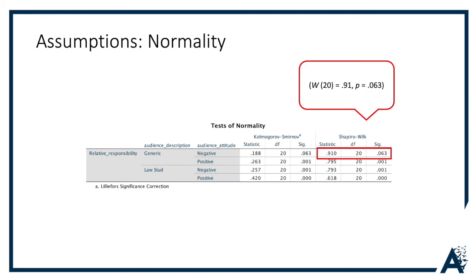So we need the degrees of freedom, the test statistic, and our p-value. What we're looking for is whether it is statistically significant or not, so whether it was smaller than 0.05. The first row was not statistically significant, but the next 3 rows were, suggesting that they violated the assumption of normality.